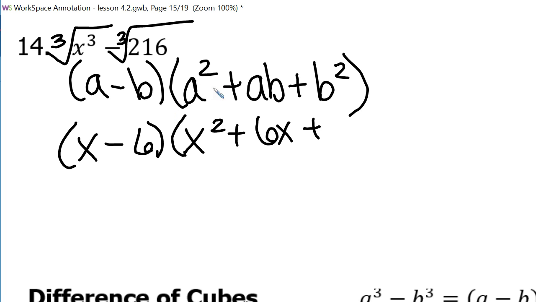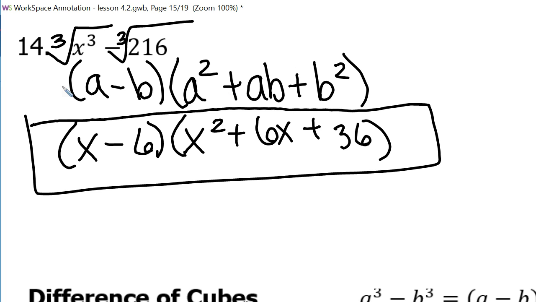The last term is also a plus. And now the 6 needs to be squared. And what is 6 squared? 36. So make sure the signs in your answer match the signs in the formula. So these should be a minus, these should be a plus, these should be a plus. So make sure your signs match the formula.